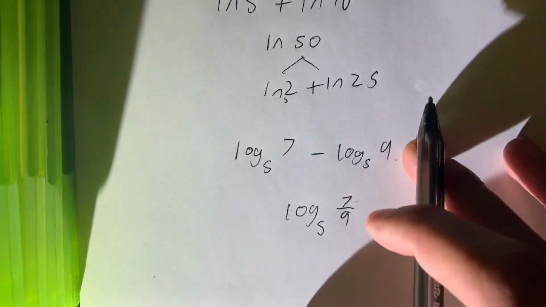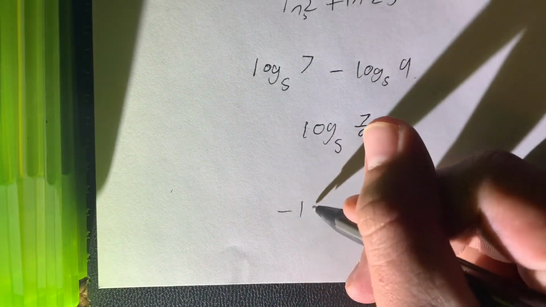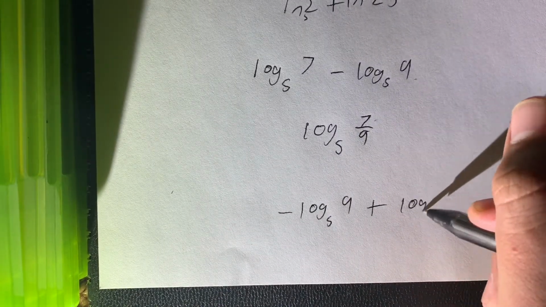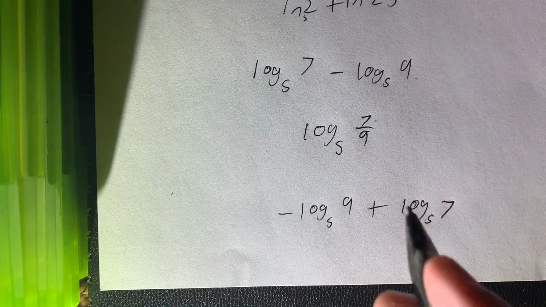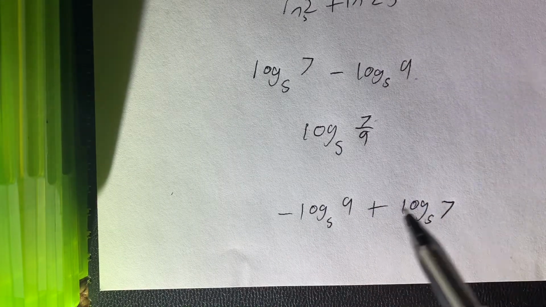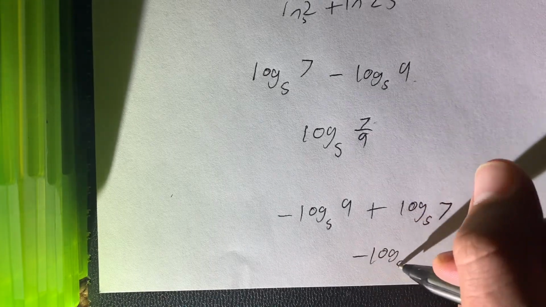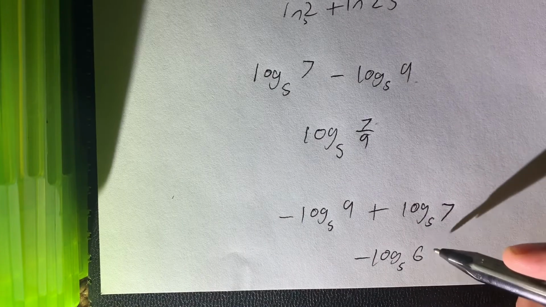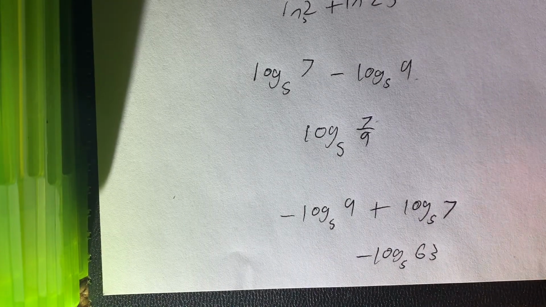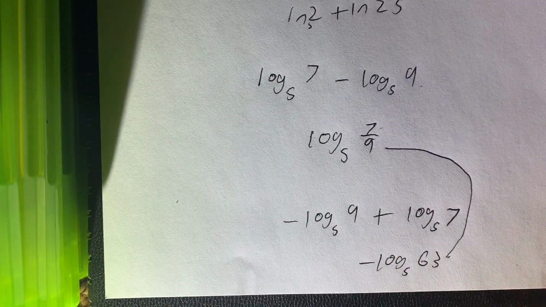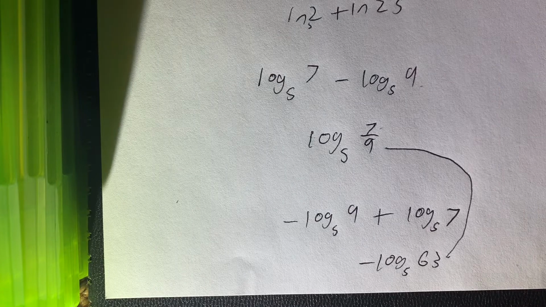So an important thing to note as well is we could always rearrange this as negative log base 5 of 9 plus log base 5 of 7. And now you're probably saying, well, now they're being added, so would I multiply? And yes, you would. Negative log base 5 of 9 times 7, so that's 63. And if you plug them into your calculator, this and this are the same thing. I'm not going to do that right now because I don't have a calculator on me, but I will leave that to you.